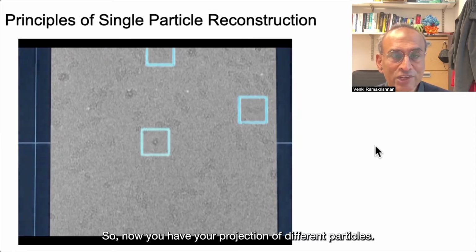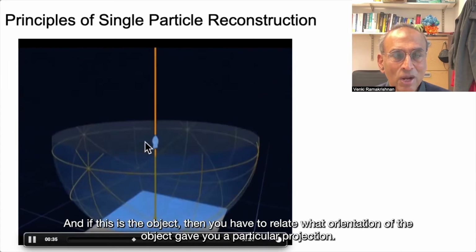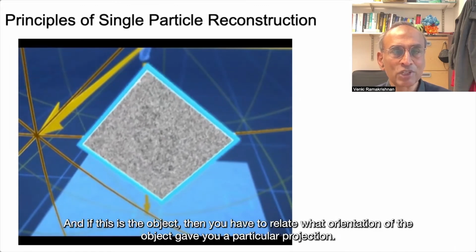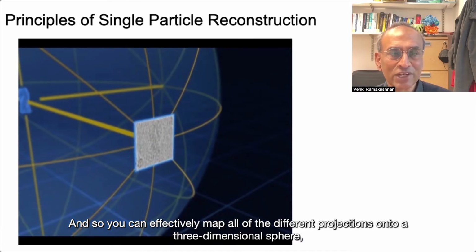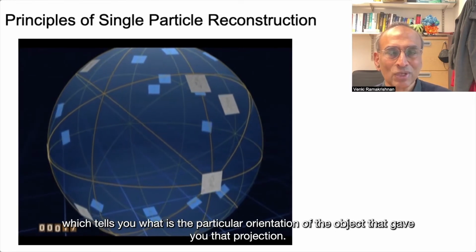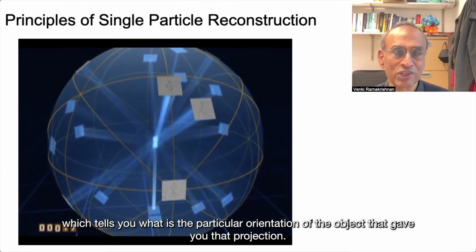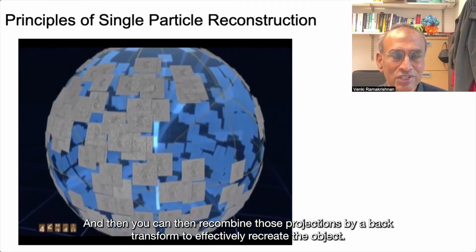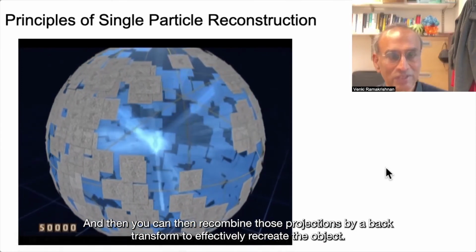So now you have your projection of different particles. And if this is the object, then you have to relate what orientation of the object gave you a particular projection. And so you can effectively map all of the different projections onto a three-dimensional sphere, which tells you what is the particular orientation of the object that gave you that projection. And then you can recombine those projections by a back transform to effectively recreate the object.